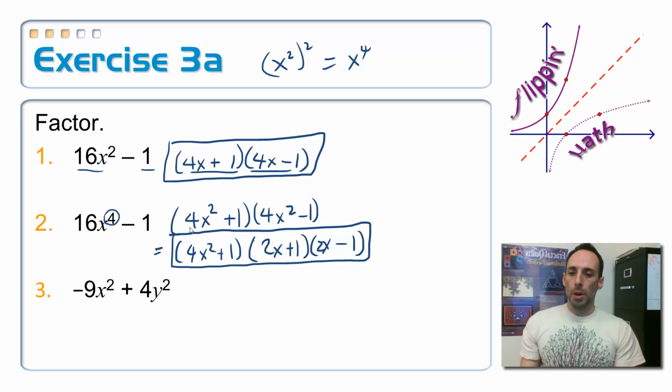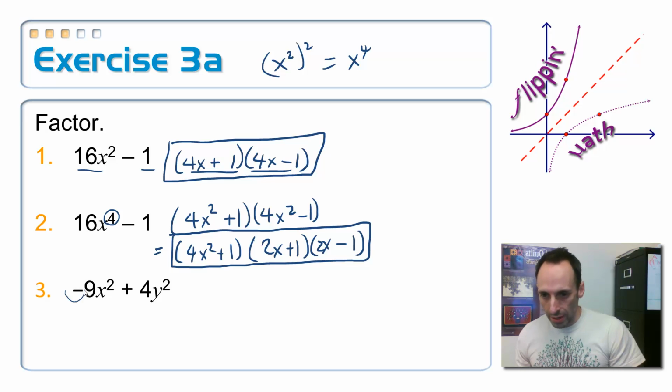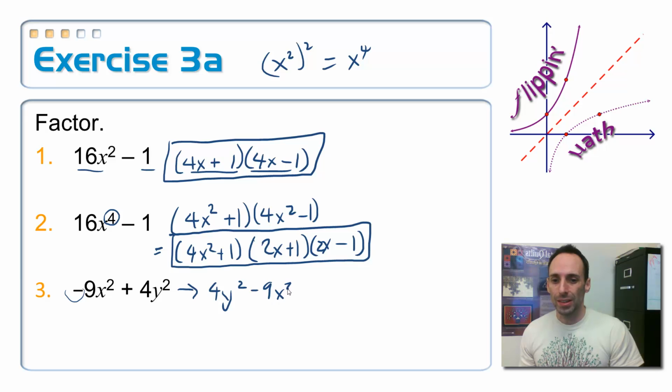Okay, number 3. If I look at both of these, they are perfect squares because 9 is and 4 is. The problem is that this negative sign is right out front. It's supposed to be in the middle, isn't it? That's okay. Let's just fix it. Let's just write it as 4y squared minus 9x squared. Now it looks like the difference of two squares, and we can factor it.